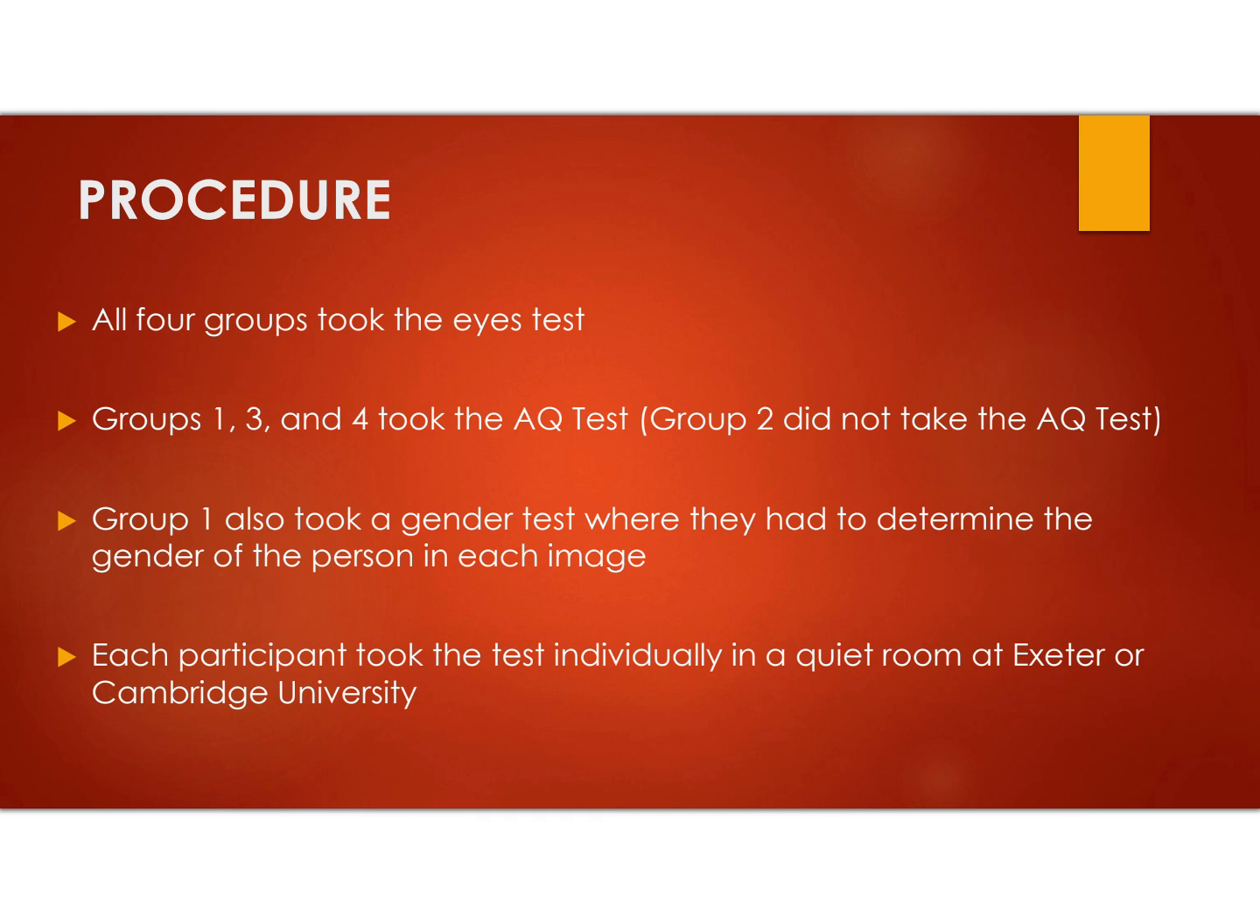Group 1 also took a gender test, by the way, which means that when the ICE test was happening, group 1, the autistic participants, were also asked to try and identify the gender of the person whose eyes were displayed, just to see if they could identify whether it's a set of male eyes or female eyes before they had to go on and judge the emotion. Not a very important point, but it's mentioned in the original article, which is why I'm mentioning it here as well. And like I said, each participant is taking the test individually in a quiet room at Exeter or Cambridge University.